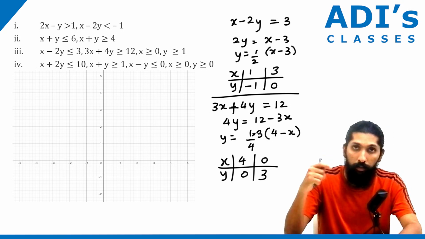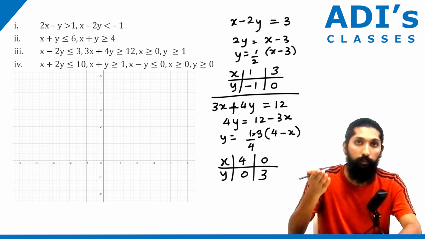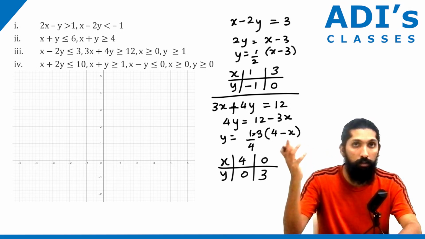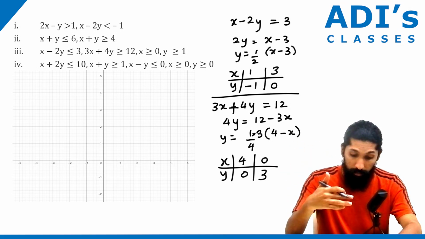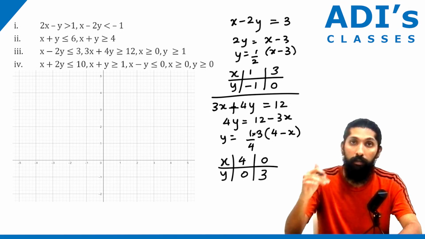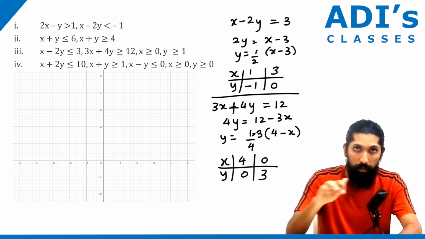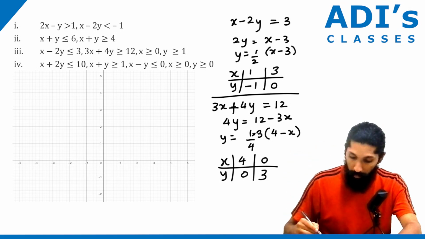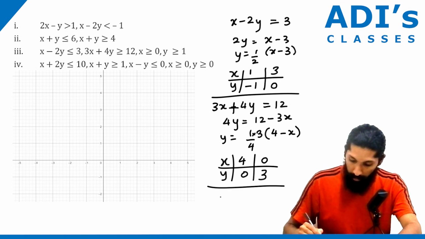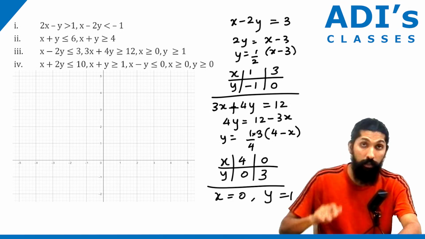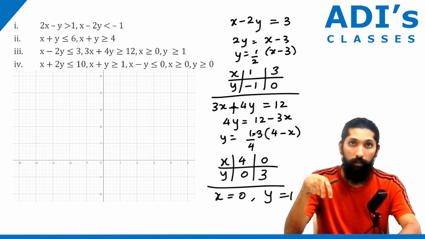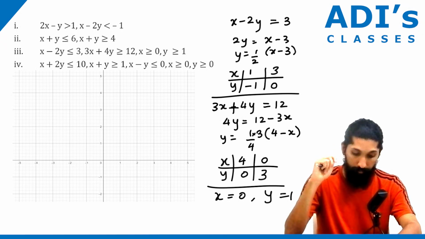Now you have other two things. X is greater than or equal to 0. See, that's nothing but the y-axis. X is equal to 0 is the y-axis. The another one is y is greater than or equal to 1, which is y is equal to 1. Basically y is equal to 1. So you can take x is equal to 0, y is equal to 1. So basically 4 equations here. So 4 lines you will get.